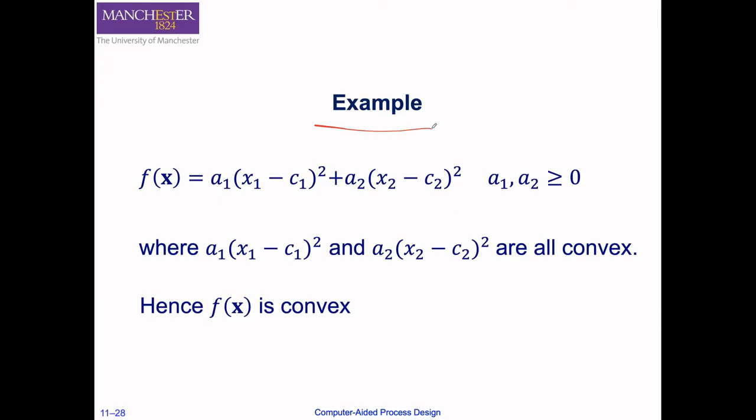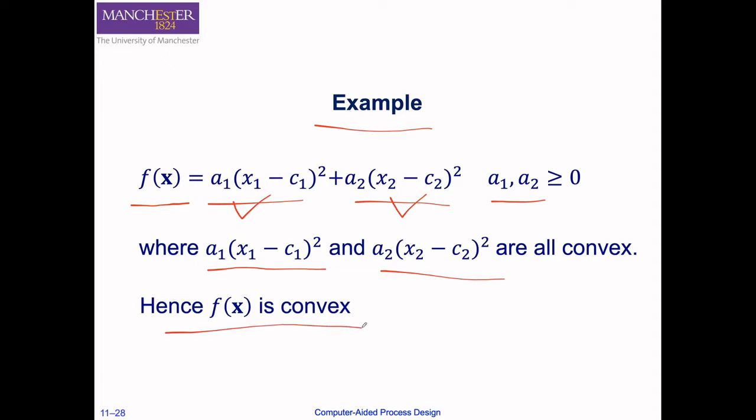Let's look at this example. In this example, f(x) is the sum of two functions. The first function is a1 times (x1 minus c1) squared. The second function is a2 times (x2 minus c2) squared. a1 and a2 are greater than or equal to 0. It is not too difficult to determine both functions are convex. Based on what we have discussed just now, the function f(x) is convex. This is because the function f(x) is the sum of two convex functions.